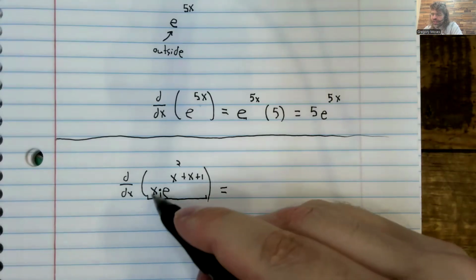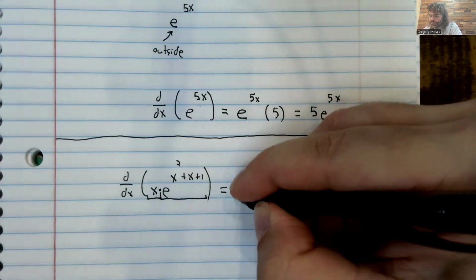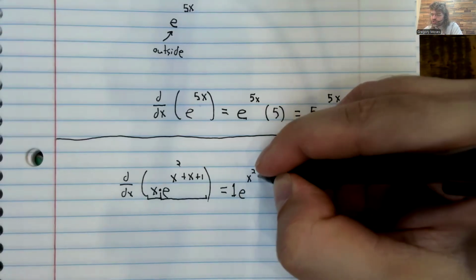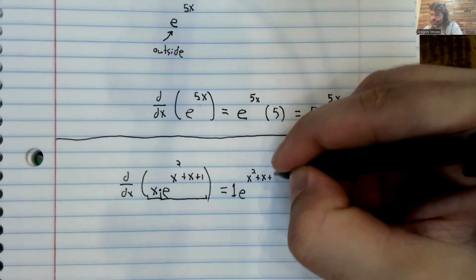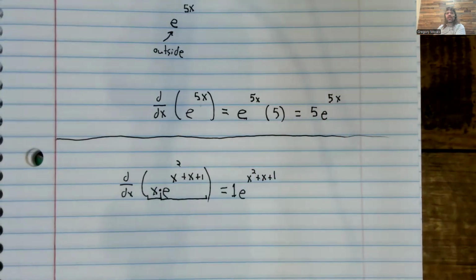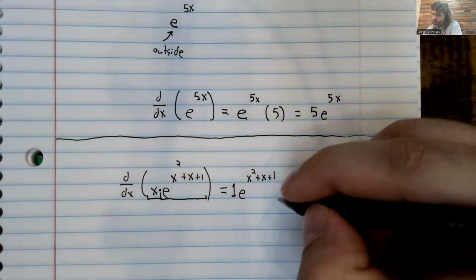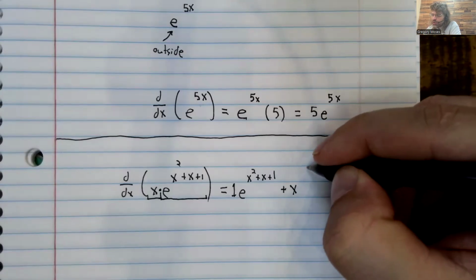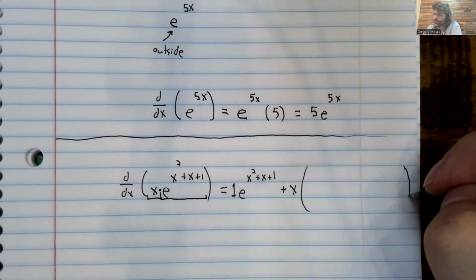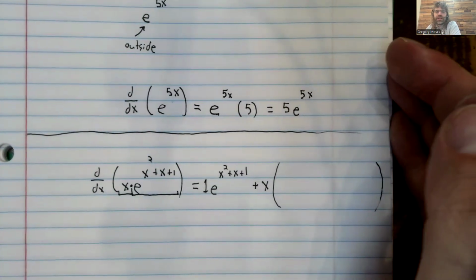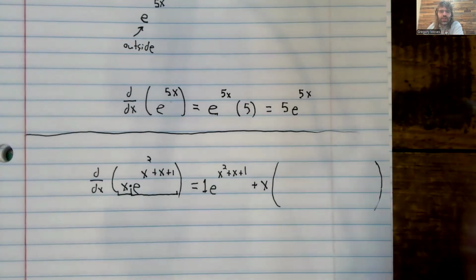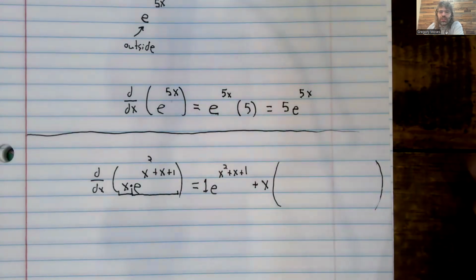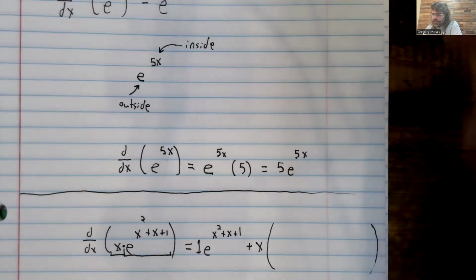The derivative of x is 1. We leave the other function, the exponential, alone. So 1 times e to the x squared plus x plus 1, plus, and now we leave the x alone, and we need the derivative of the exponential. It's going to go very much like the first example we did.